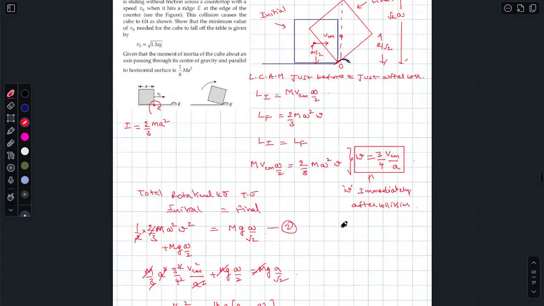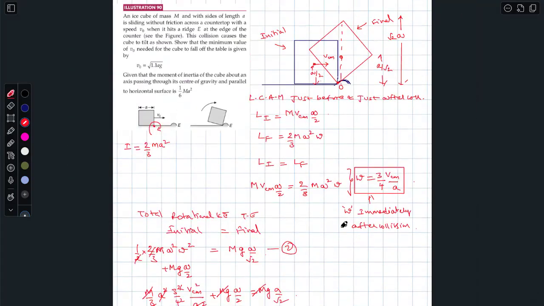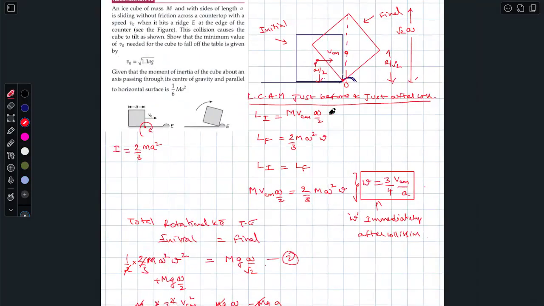Okay. So basically the concept you need to understand is that just before and just after, you can apply law of conservation of angular momentum. Any doubt in this question, ask me right now. At any level of concept, if you have doubt, please ask me right now.